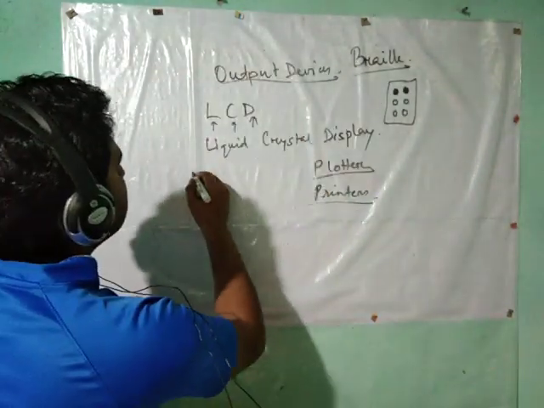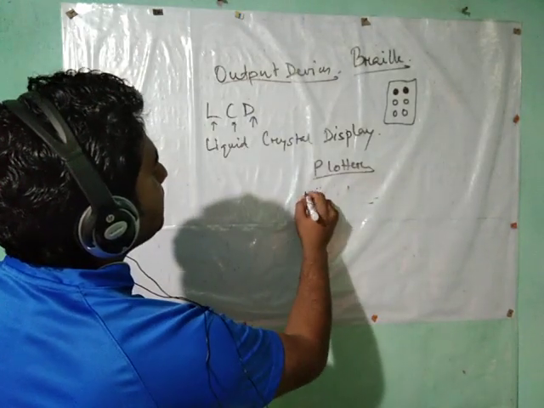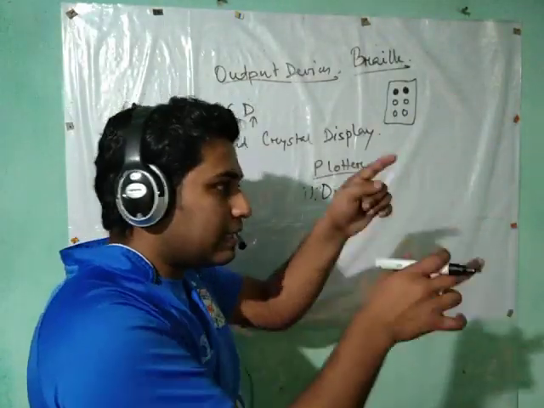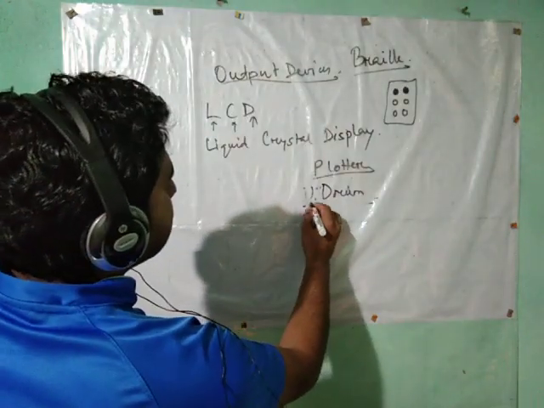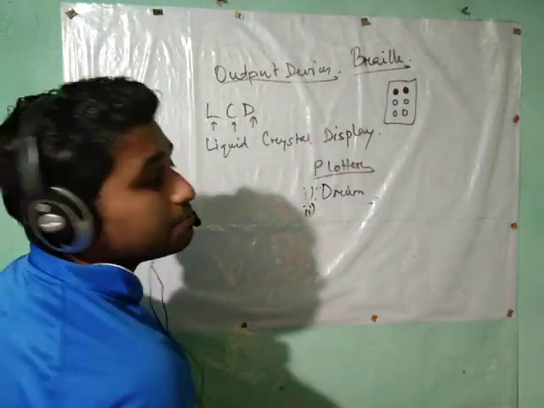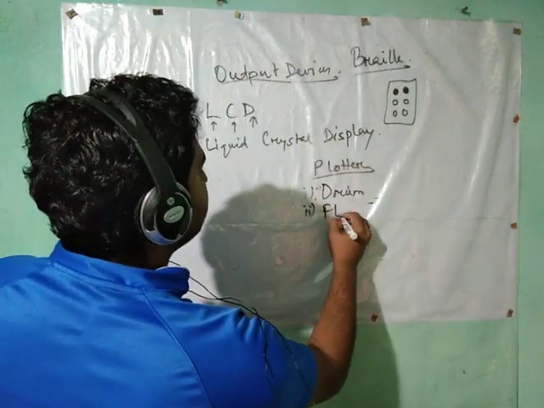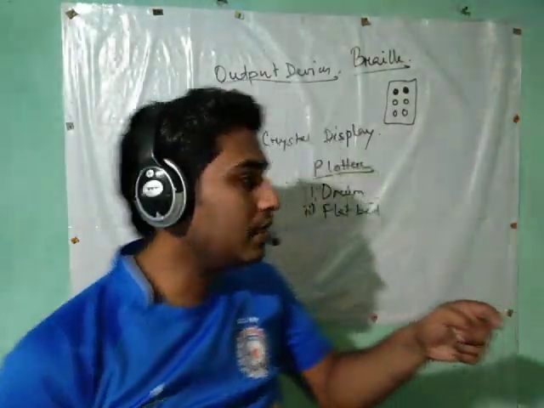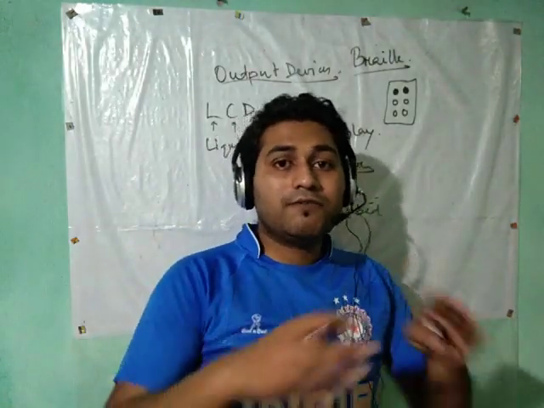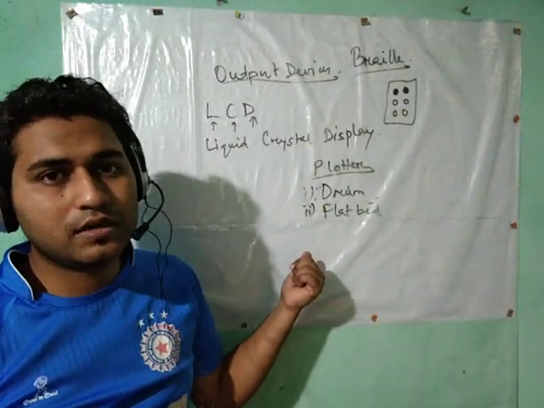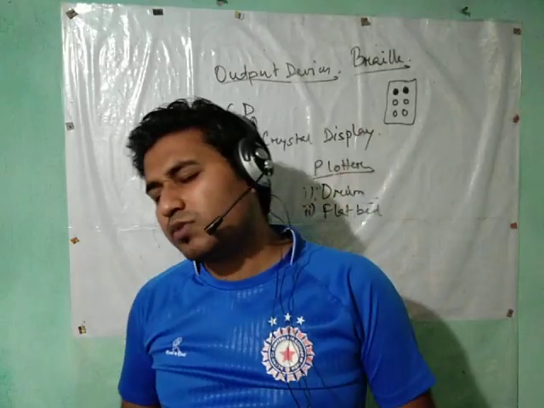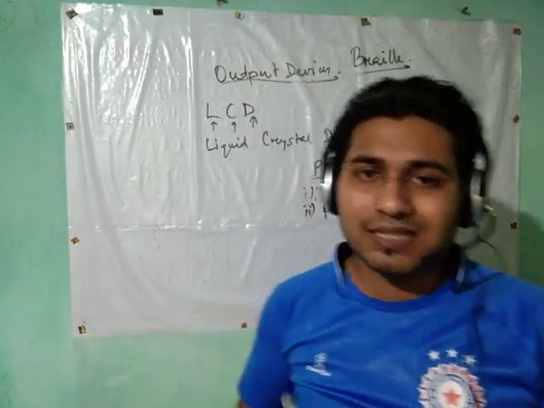There are two types of plotters available. Number one, the drum plotter, which looks like a round shaped drum, and over there it will rotate. Another one is the flat bed plotter, which is a bit like a bed; the name itself gives the idea. Now these are the output and input devices which we needed to discuss in this particular class.